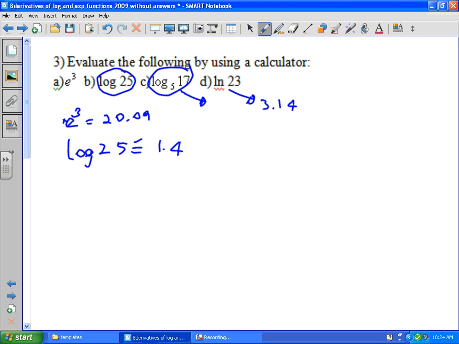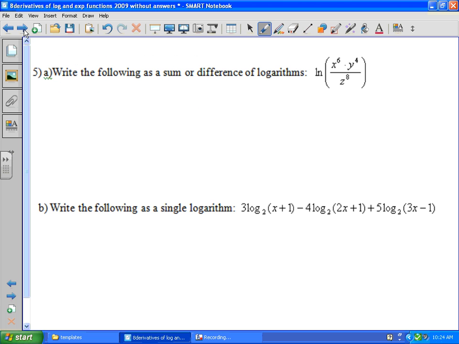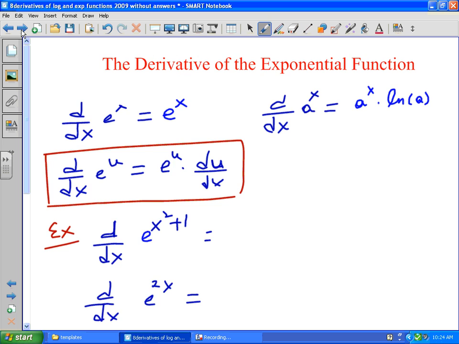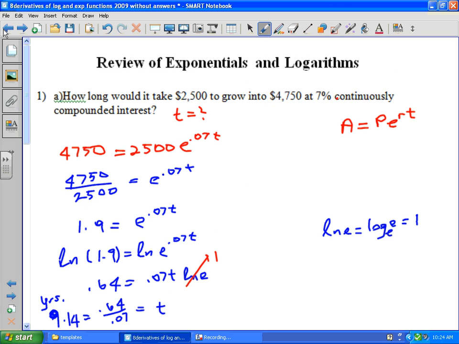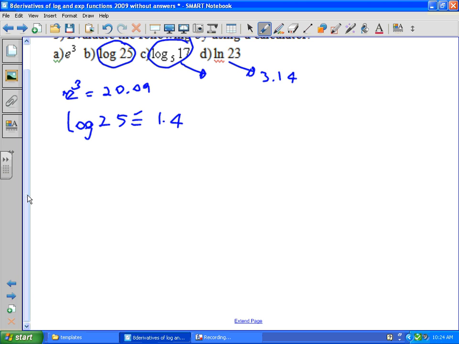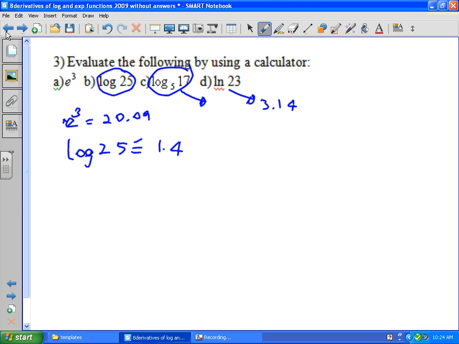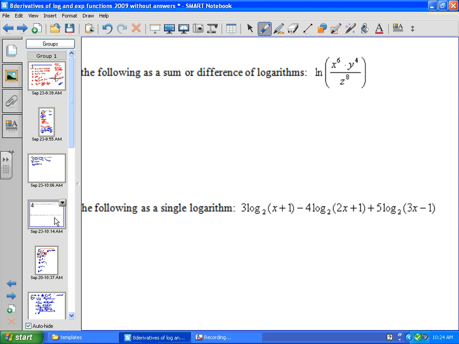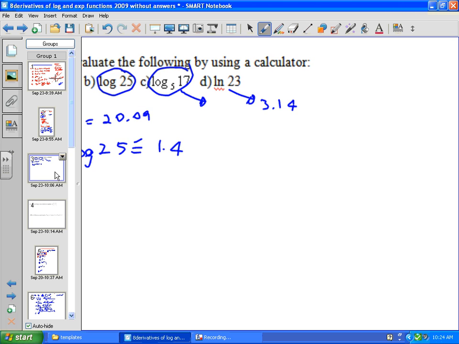Solving a logarithmic equation. Let's see, where do I have that one? Okay, one moment. Okay, let me get a new slide for that one.